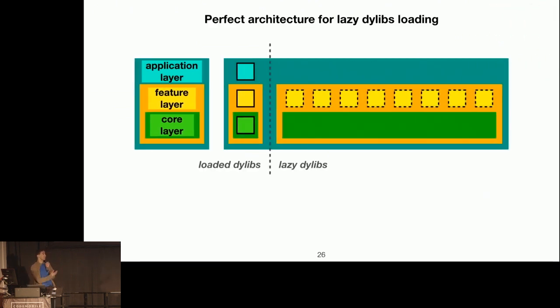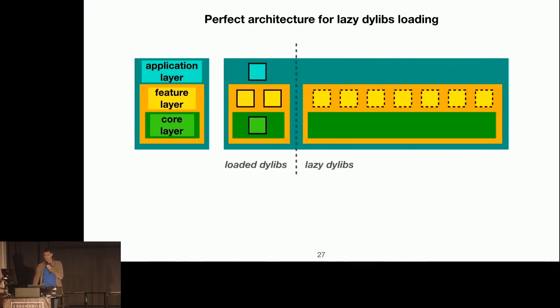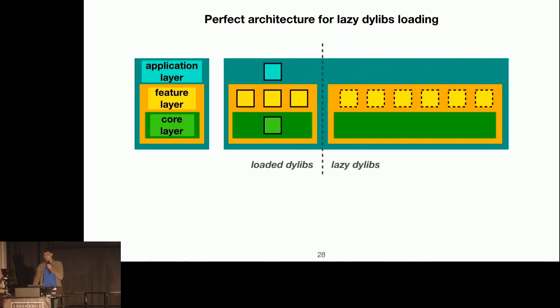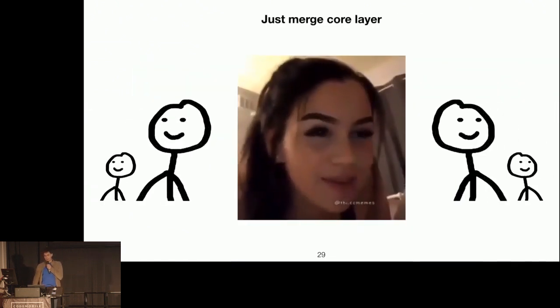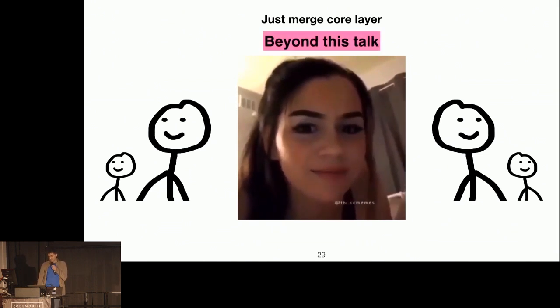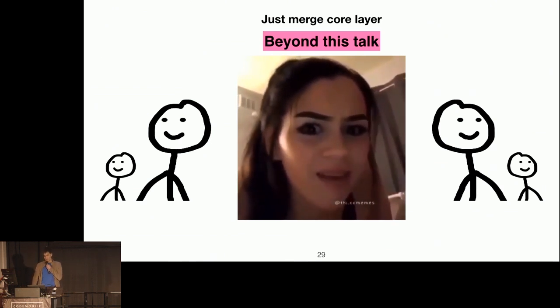Using this approach, we'll get this picture on the application startup. Just one module from core layer, one module from feature layer, and that's all. And later on, we can on demand load these features as we need them. I know what you're going to say, just merge core layer into a single module, no problem, easy peasy, right? But actually that's not an easy peasy task, and it's just beyond this talk because it deserves a different talk actually. So we have two quite different approaches.